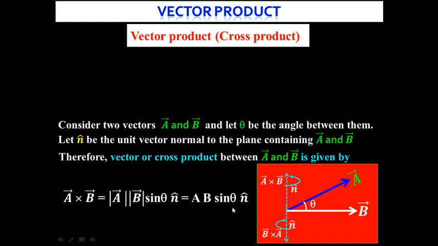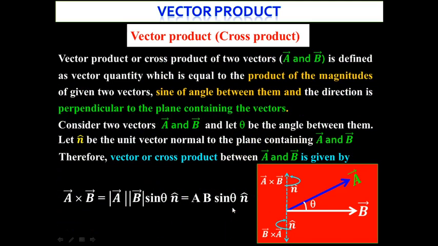So the standard definition of vector product or cross product is: the vector product or cross product of two vectors, that is vector A and B, is defined as a vector quantity. The resultant is a vector quantity which is equal to the product of their magnitudes and the sine of the angle between them, and its direction is perpendicular to the plane containing A and B, that is, in the direction of the unit normal vector. So this is the definition of vector product or cross product.